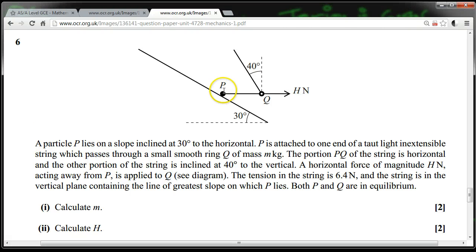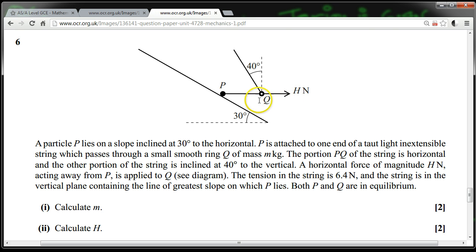Particle P lies on a slope inclined at 30 degrees to the horizontal. P is attached to one end of a taut, light, inextensible string, which passes through a smooth ring at Q of mass m kilograms. The portion PQ of the string is horizontal, and the other portion of the string is inclined at 40 degrees to the vertical. A horizontal force of magnitude H newtons acting away from P is applied to Q.